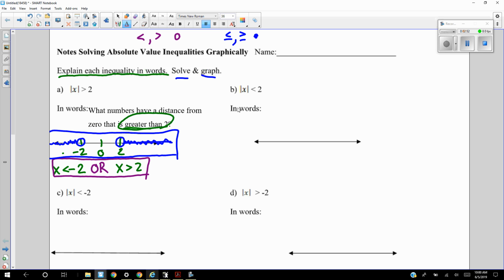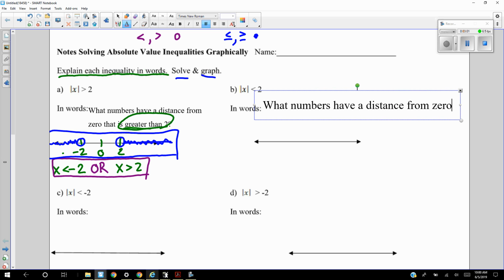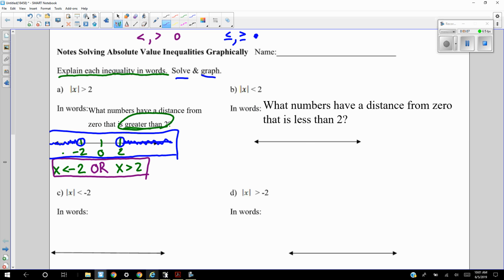Problem number 2. Again, let's write what this problem is asking in words. This is saying what numbers have a distance from 0 that is less than 2. So again, we're going to pick the same key points. We got the number 2, and we got the number -2. So the question first off, is 2 a solution? Does 2 have a distance that is less than 2? And that, of course, is not right, because 2 has a distance that's exactly 2, that's equal to 2. And this isn't a less than or equal to problem.